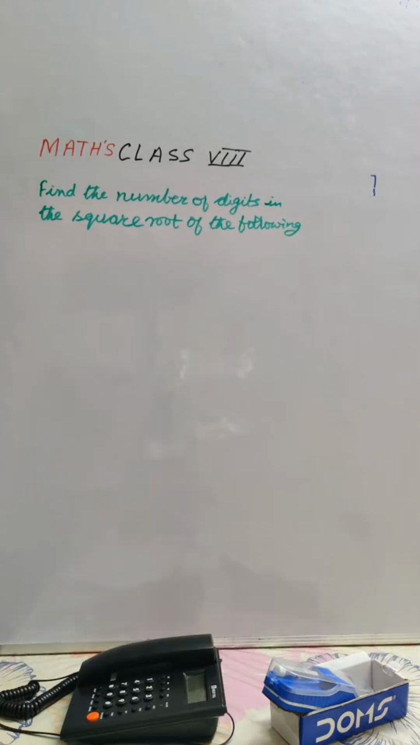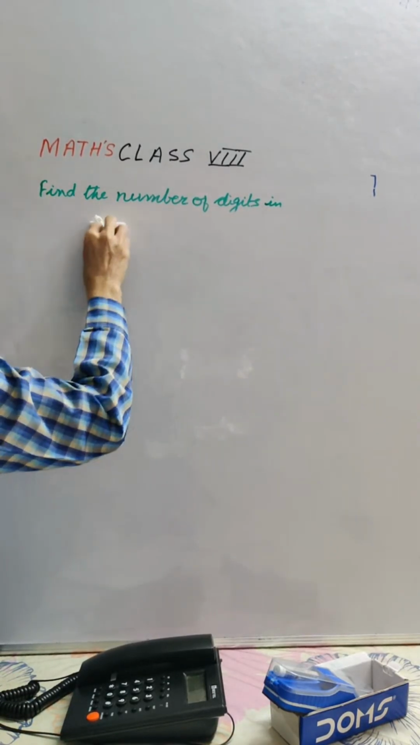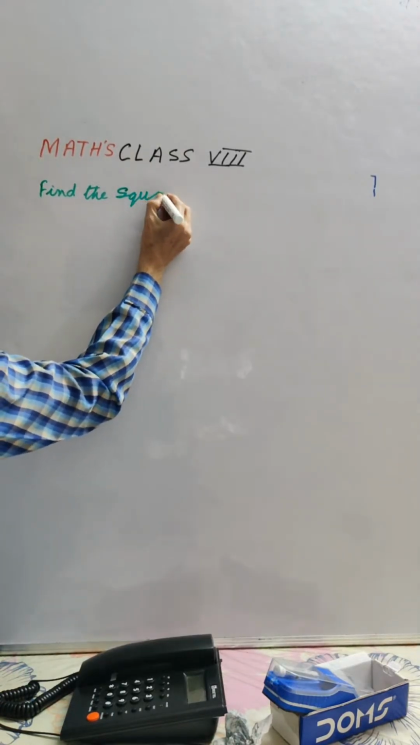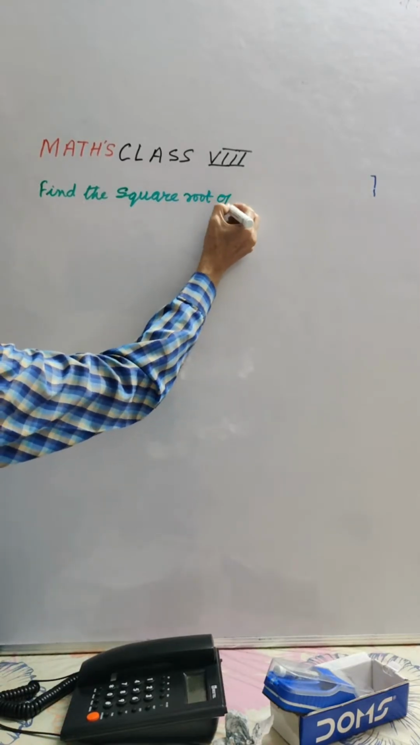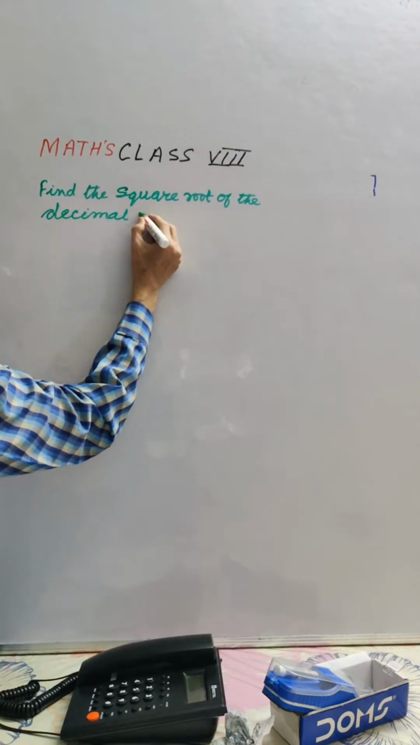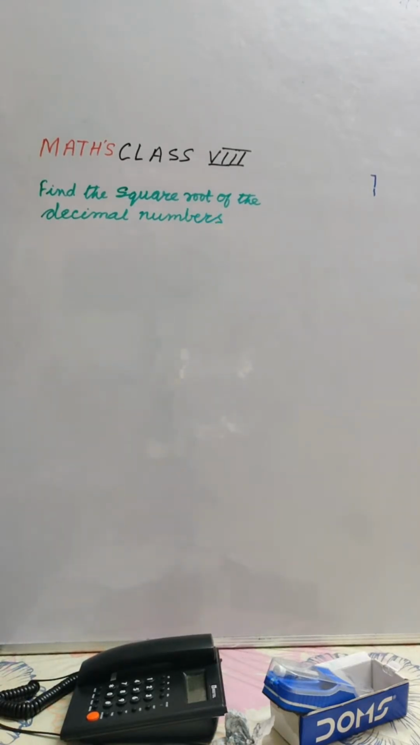Find the square root of the decimal numbers. We shall take here 2 or 3 numbers to find the square root. So A, the first number we are taking, is a small number, and then one large number, 2.56.